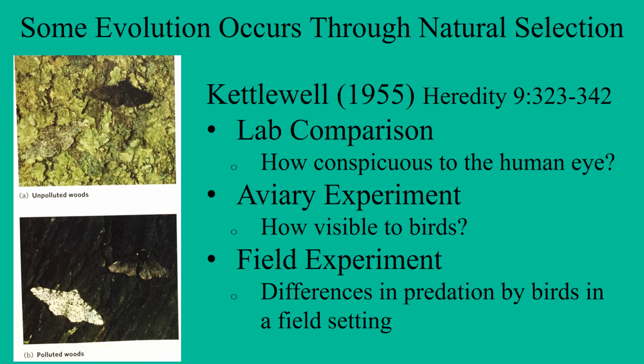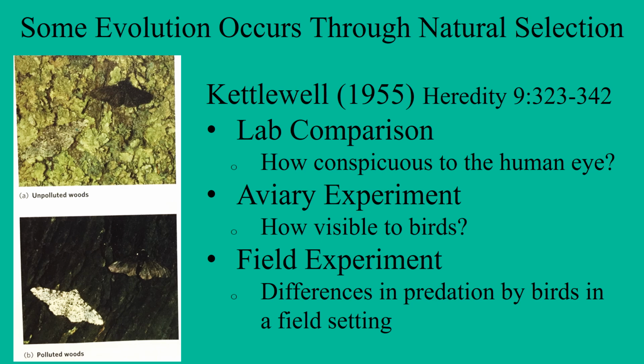First of all, he placed them on different backgrounds, different trees, to determine how conspicuous they are to the human eye. He asked people to start walking toward them until they could distinguish, oh, there's 2 moths, not just 1. The distance at which they were away was a measurement of how conspicuous the moths were. As you can see, the dark morph sticks out like a sore thumb on the unpolluted woods, and the light morph sticks out like a sore thumb on the polluted woods.